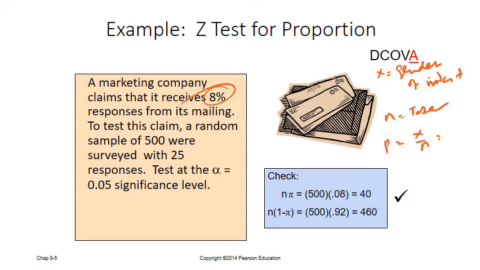So a marketing company claims that it receives 8% responses from its mailing. To test this claim, a random sample of 500 is surveyed with 25 responses. So p is 25 over 500. So n is 500, and out of 500, responses are 25. So x is 25. And this is our pi, population proportion.